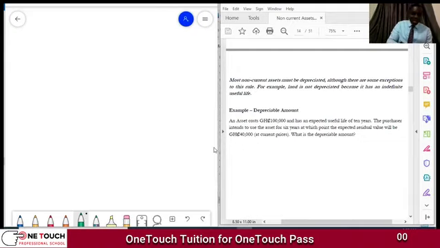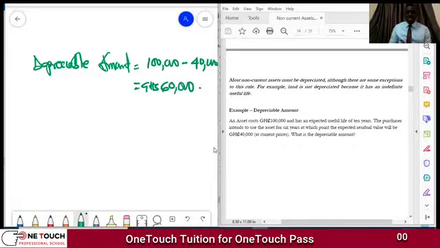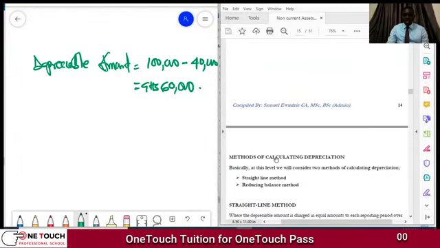So the depreciable amount here is equal to the cost, which is 100,000, minus the residual value of 40,000. Therefore, the depreciable amount is 60,000 Ghana cedis. Right? Good. So that's how you go about it.